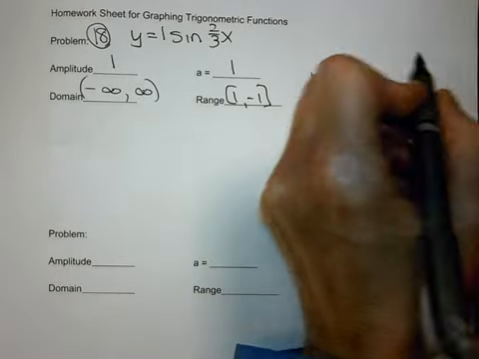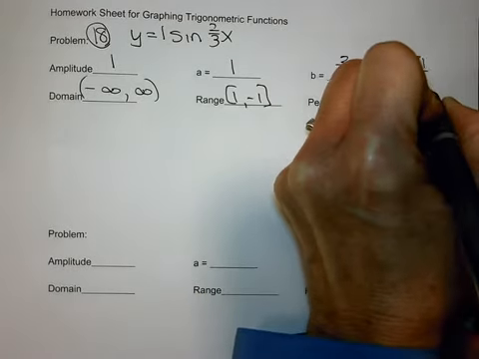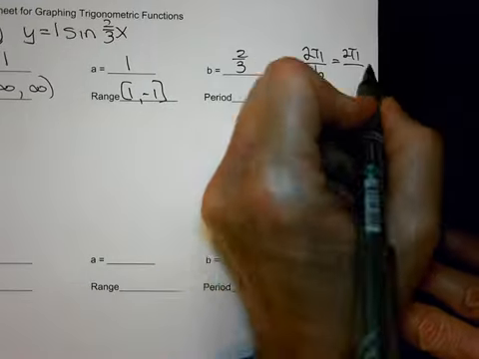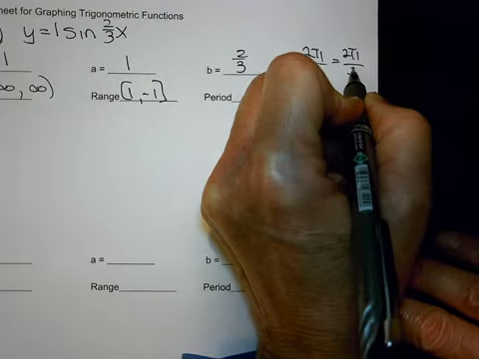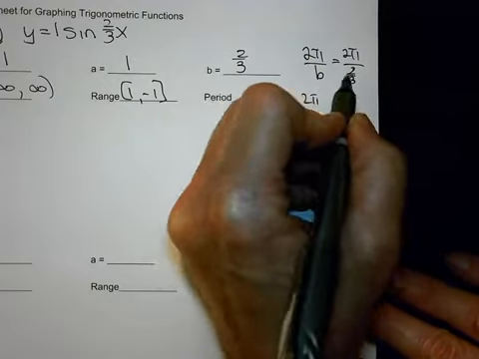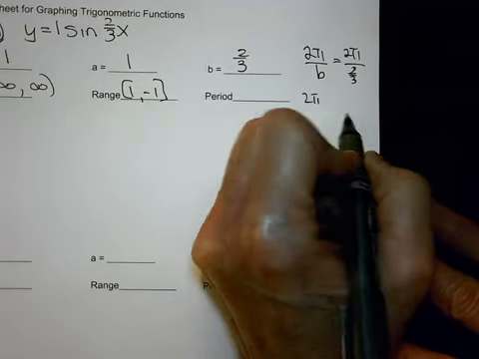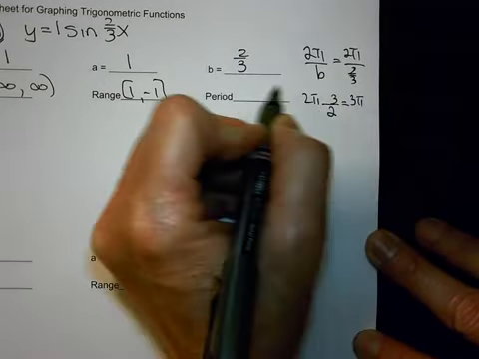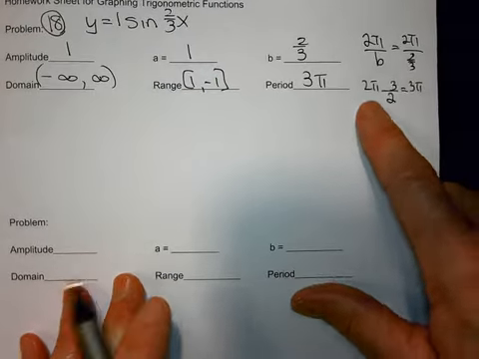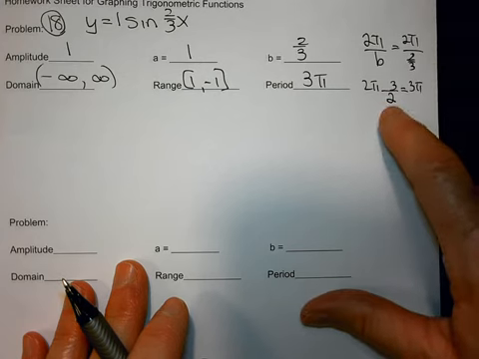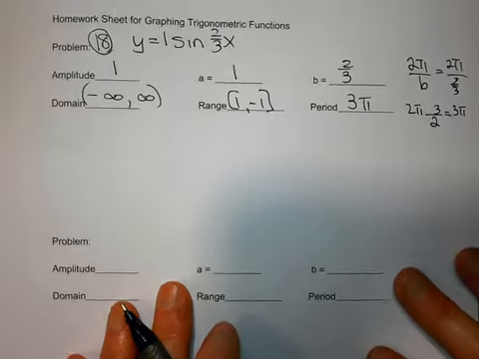So remember, your period is 2 pi over b. So in this case, it's 2 pi over 2/3. And then please don't forget, 2 pi divided by 2/3 is the same as saying 2 pi times 3 over 2. So your period becomes 3 pi. So again, 2 pi over 2/3 becomes 2 pi times 3 over 2. The 2's cancel, so your period is now 3 pi.